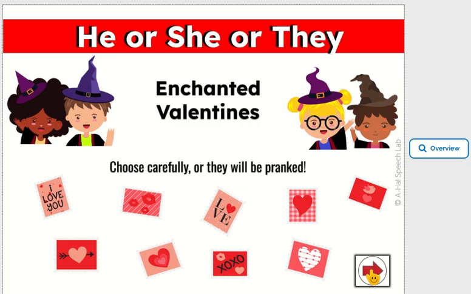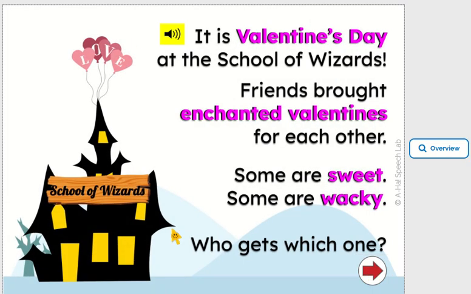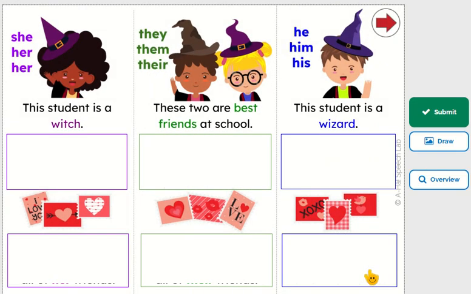Going to the next page. This is the first page and it sets up the context. It says it's Valentine's Day at the School of Wizards and friends bought enchanted Valentines for each other. Some of these are going to be sweet and some are going to be wacky. This instruction or background can be read out loud if you click on this button. It's not autoplay, so make sure you click it if you want the students to listen to it.